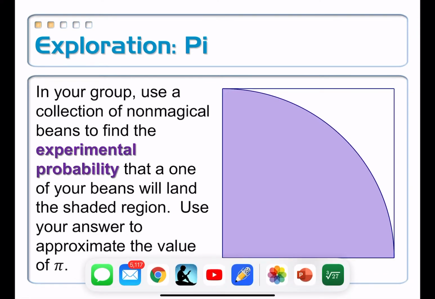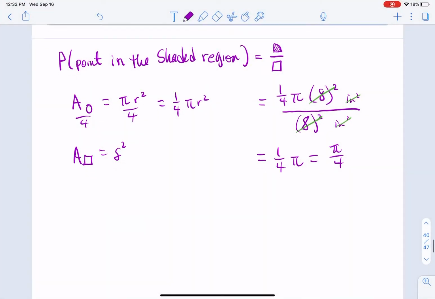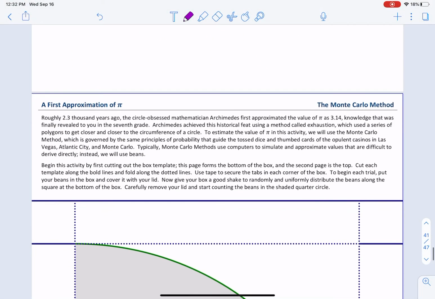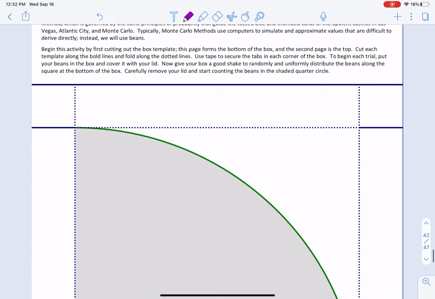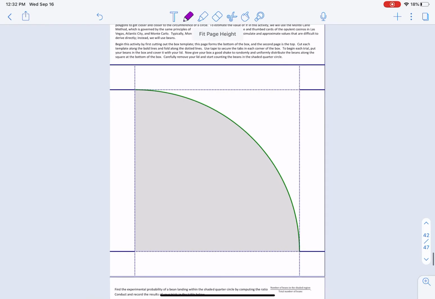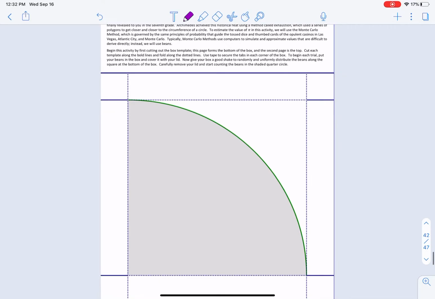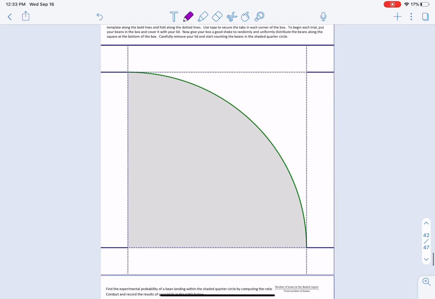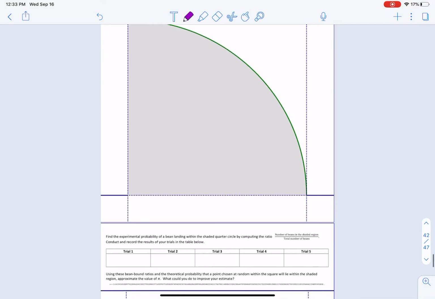So to start this little activity, you need a box. And so your box is a printout. It looks sort of like this, right? So you're going to cut along these bold lines here. All the bold lines you're going to cut out. This is the bottom of the box, and you can see this is the exact same shaded figure. I know it's a different color. It's gray. I hope that doesn't affect the probability. So this is going to be the bottom of the box. We cut all of the bold lines, and the dotted lines are all going to be fold lines, okay?